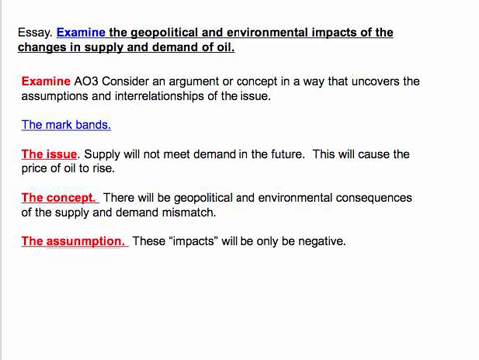Okay, so we're going to have a look at this question. This is your favourite, which is an examining question. It's an AO3, considering an argument or concept in a way that uncovers the assumptions and interrelationships of the issues. Okay, let's break this down.